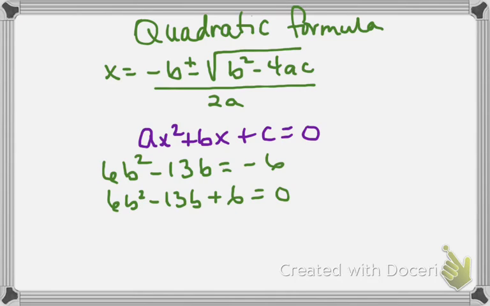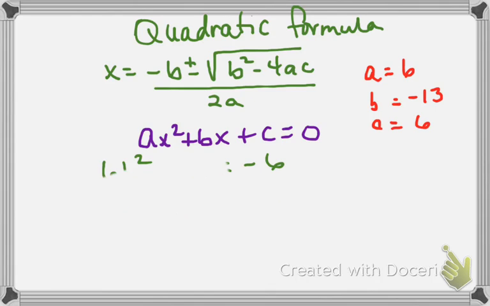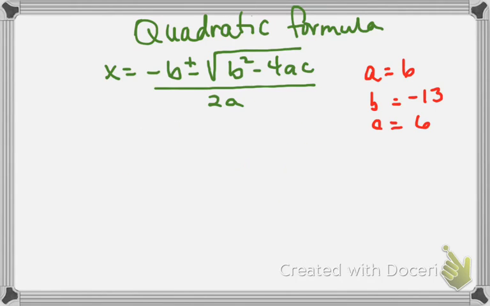Alright, I always like labeling my A, B, C. So my A is 6 here. My B is going to be negative 13. And my C is going to be positive 6. So I'm going to go ahead and start filling this in. Alright, so here we go. I'm just going to fill it in.